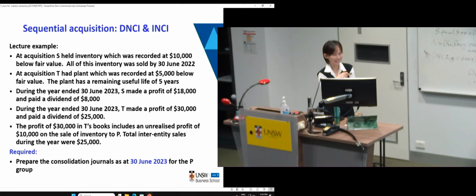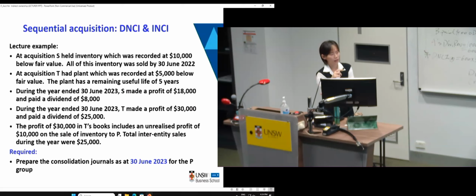Not quite sure, right? So what happened? This was already sold last year, which means this asset is no longer in the record of Us. When it is not in the record of Us, we don't need to prepare any RSA entry. Nothing needs to be revalued. It's gone, it's sold. So we don't need to prepare any RSA entry of the inventory in the worksheet on 30 June 23. Okay, that's a good start.